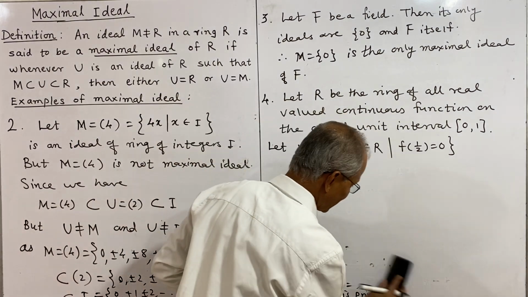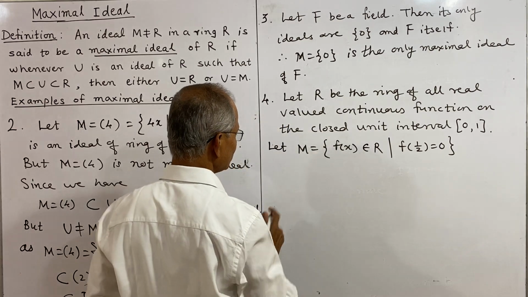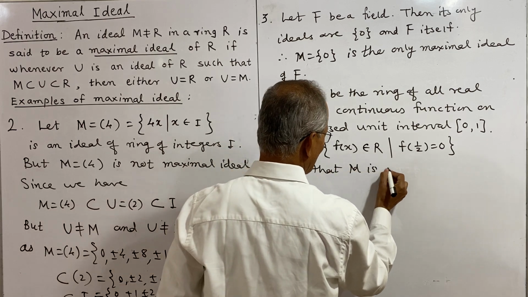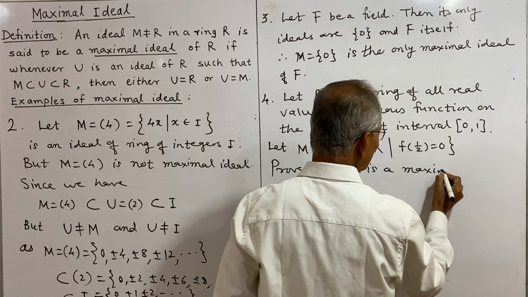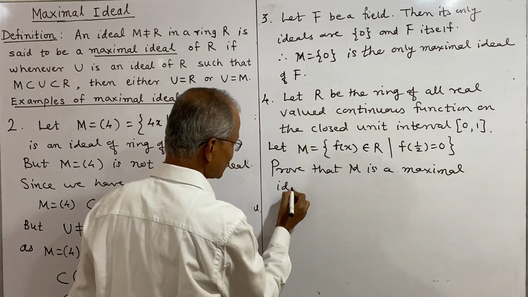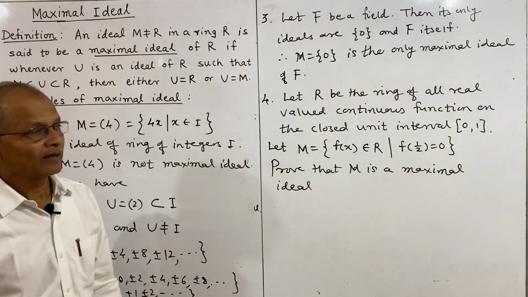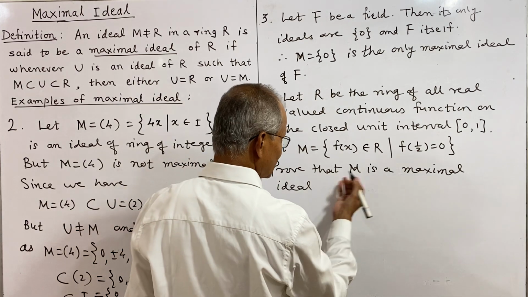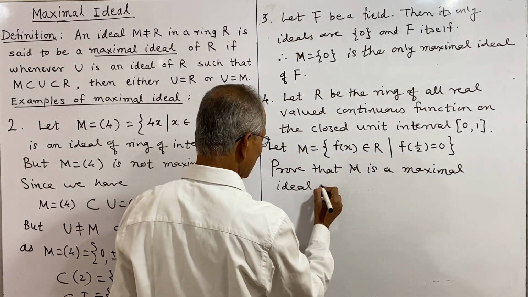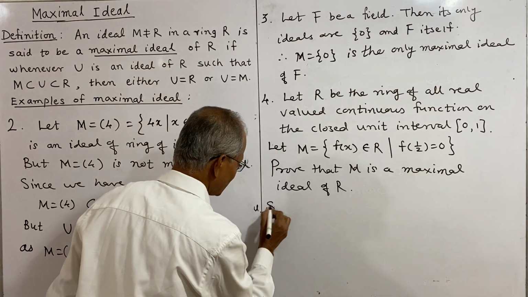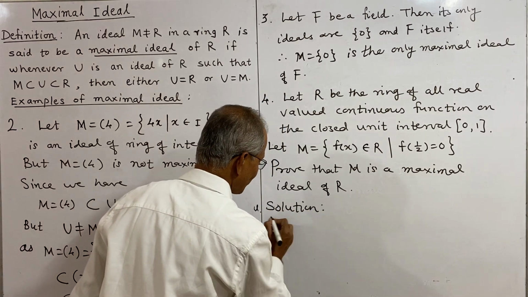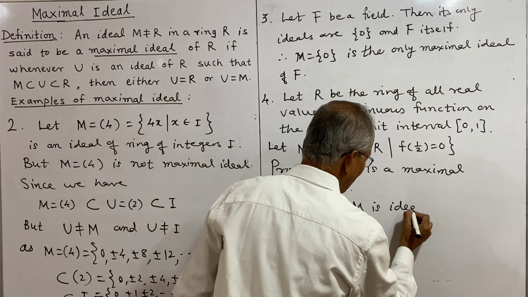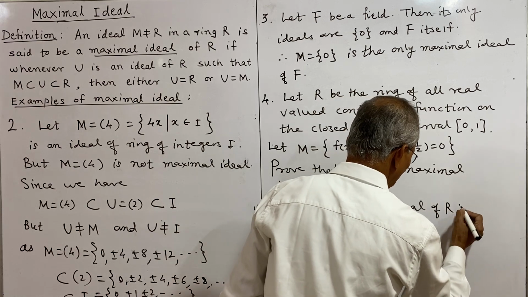Prove that M is a maximal ideal of R. So two things we shall prove: first that it is an ideal of R, that is the ring of all real valued continuous functions, and then we shall prove it is maximal. M is a maximal ideal of R, and we shall consider its solution as the first part: M is an ideal of R, that we shall prove.